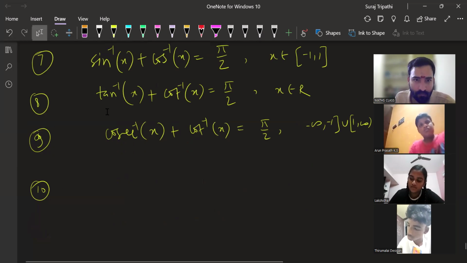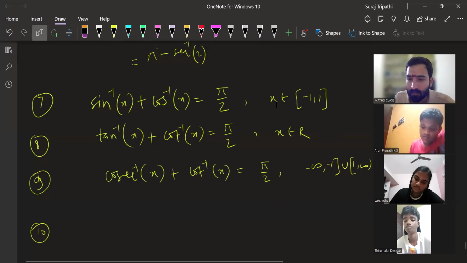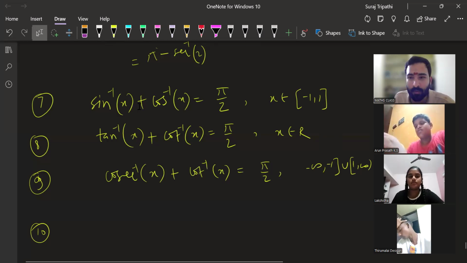These 3 properties: sin inverse x plus cos inverse x equals pi by 2. Tan inverse x plus cot inverse x equals pi by 2. Cosec inverse x plus sec inverse x equals pi by 2. So again, these values of x are very important. If x belongs to minus 1 to 1, then only these properties are valid, like sin inverse plus cos inverse equals pi by 2. If x belongs to real numbers, then the second one is valid. If x belongs to this interval, then the third one is valid.